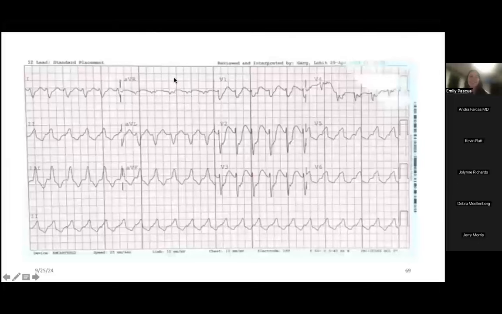VTAC, yes, that's right. That's definitely right. It's wide complex. There may be some P waves hidden in there in the precordial leads, but there's no AV association. It's definitely VT. How are you managing this patient right now? He's awake, he's talking to you, he feels okay, but he can tell that his heart rate is elevated.